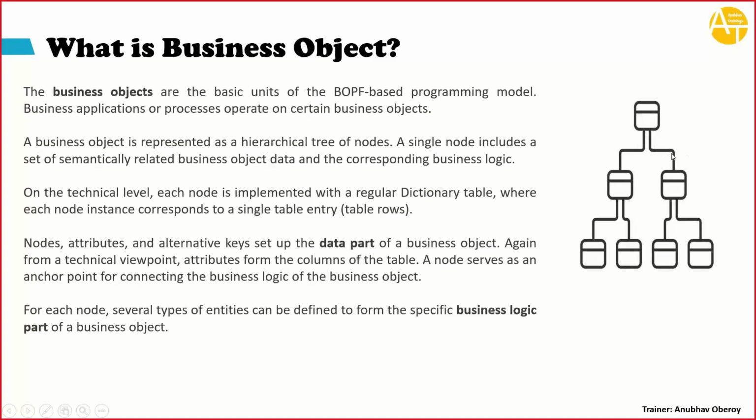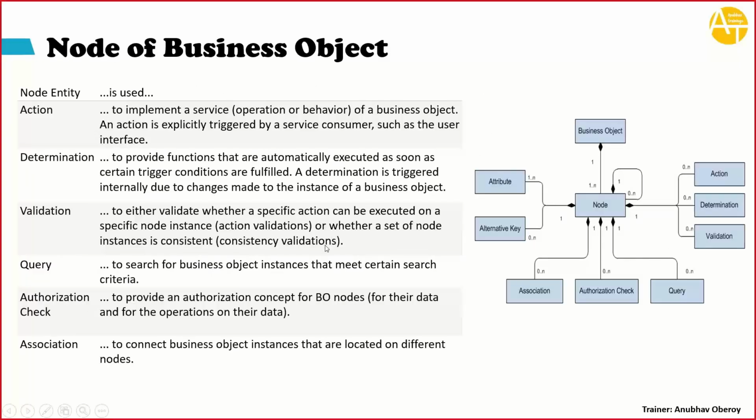Now, association will also have cardinality, how these two are connected. If it is order and order items, then it's 1:*. If it is order and ship-to party or customer, then it is 1:1, because one order pertains to one customer. So you will have a cardinality and you will have this called association. It is to connect business object instances that are located on different nodes. So you have lots of nodes, and these nodes eventually connect to each other to build your complete business object. So this is how you can have an association. So you have association, checks, and query.